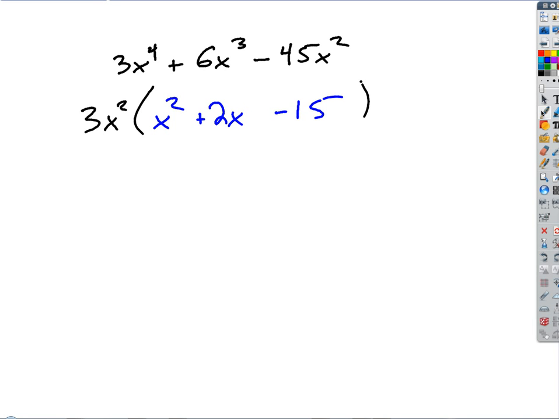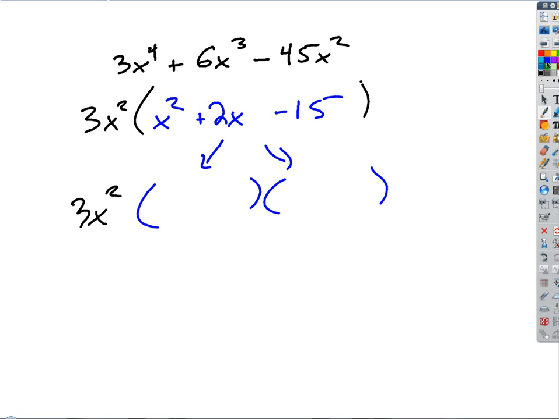Now this guy's done. I know he's done because it's just one term. The factor only has one term in it, so it's done. That's my greatest common factor. But what about the blue factor? Can the blue factor be broken apart? Okay, maybe it can, because if it can, it would look like this.